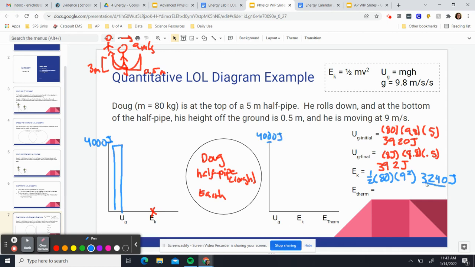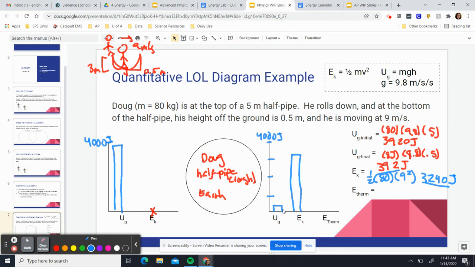I'm going to have 3,240 for that EK. So if this is 2,000, then this is going to be 3,000, so a little bit above that. And then UG is going to be that 392, so less than 1,000, like a third of a way. So this is 1,000, 2,000, 3,000, 4,000. So only not even halfway.